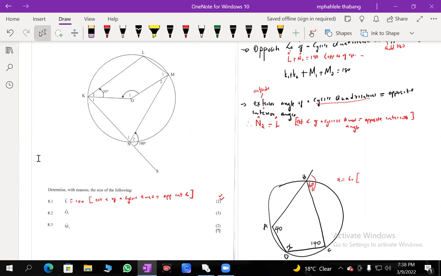Angle O1 is equal to 160 degrees. Very smart, clever girl. I wonder how you got it. Can you tell us how you figured out angle O1? That was impressive of you, Leborang.